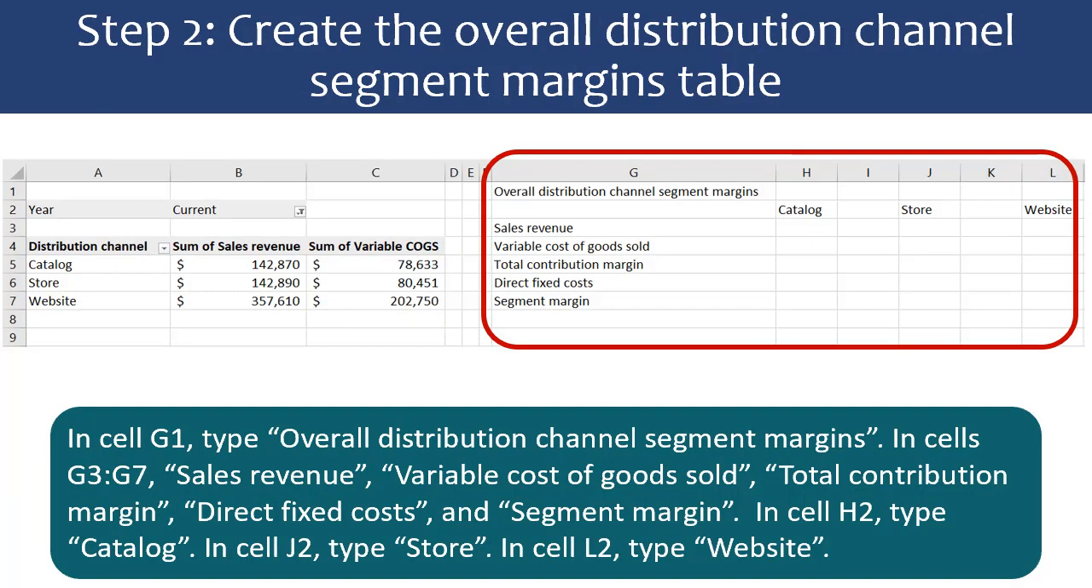In cell G1, type Overall Distribution Channel Segment Margins. In cells G3 through G7, type Sales Revenue, Variable Cost of Goods Sold, Total Contribution Margin, Direct Fixed Costs, and Segment Margin, respectively. In cell H2, type Catalog. In cell J2, type Store. In cell L2, type Website.